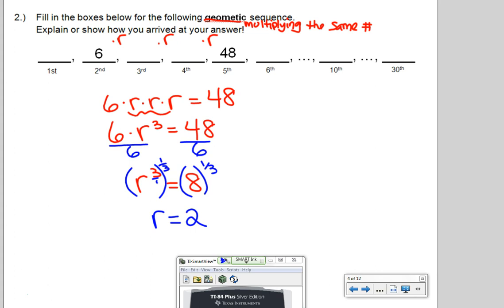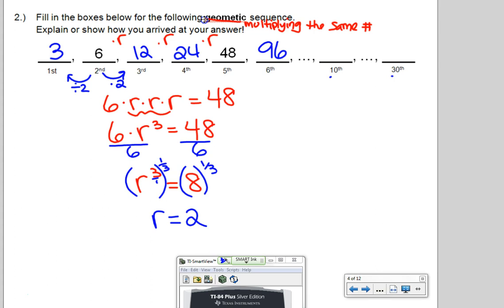So again, filling in my numbers, times 2 is 12, times 2 is 24. Now I know times 2 is 48. I can do another times 2 is 96. And just like before, if I have to do times 2 to go forward, I have to divide by 2 to go back. So I now know that the first term again is 3. And that's going to help us get to the 10th and the 30th term.